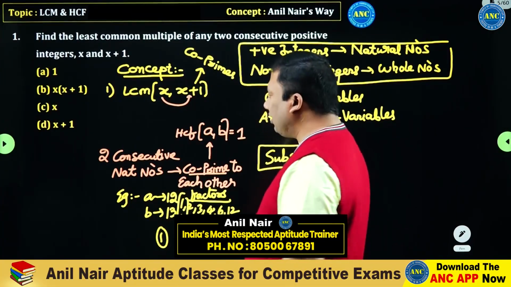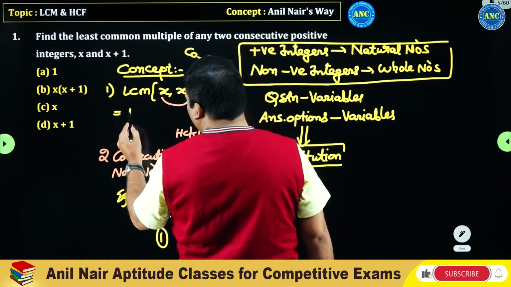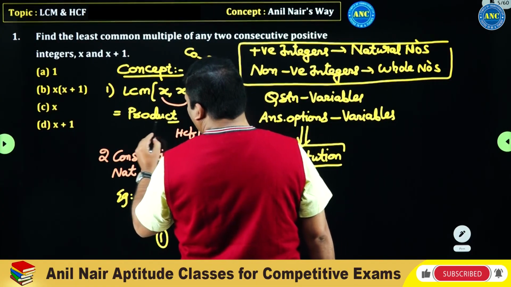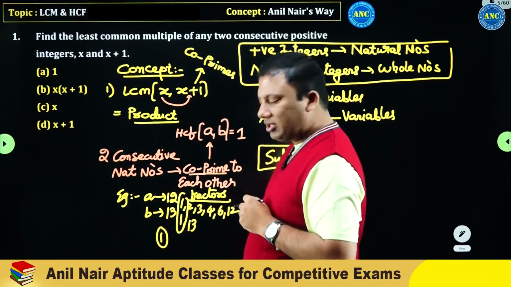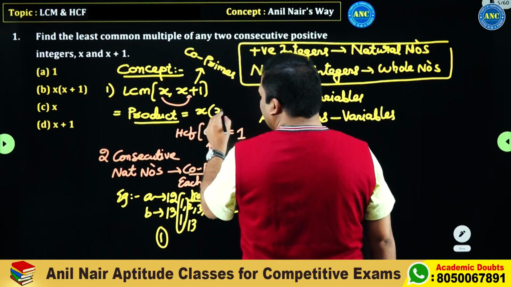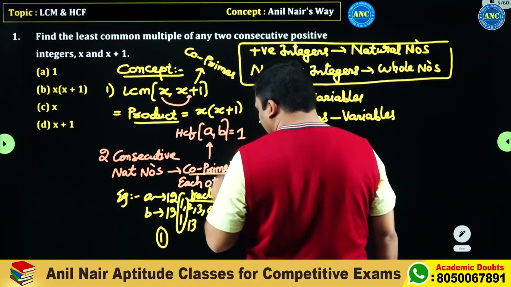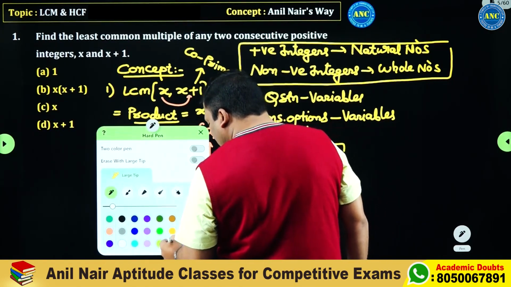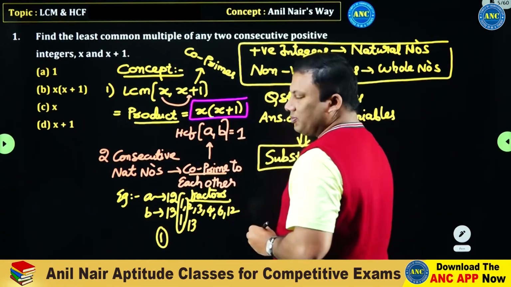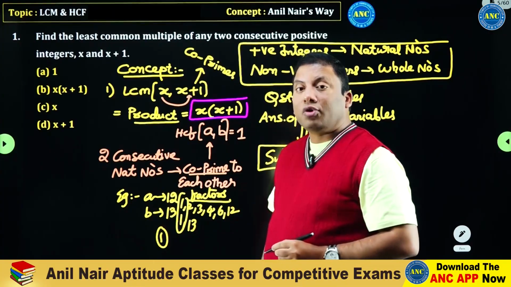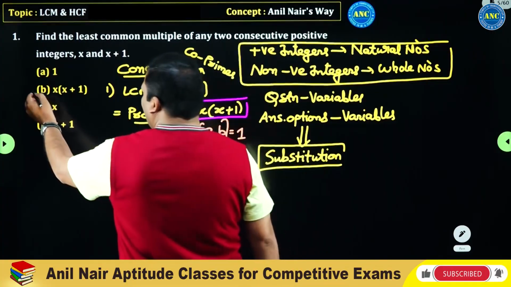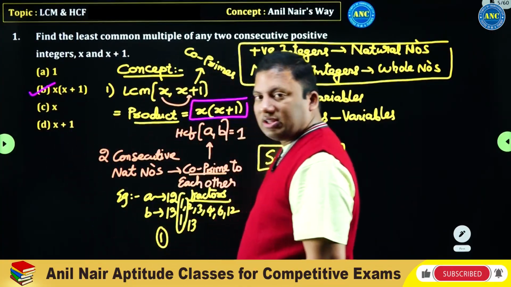What is the LCM of co-primes? The LCM of co-primes is always the product of the numbers. So the answer for this question is x into x plus 1. The LCM of co-prime numbers is always their product.